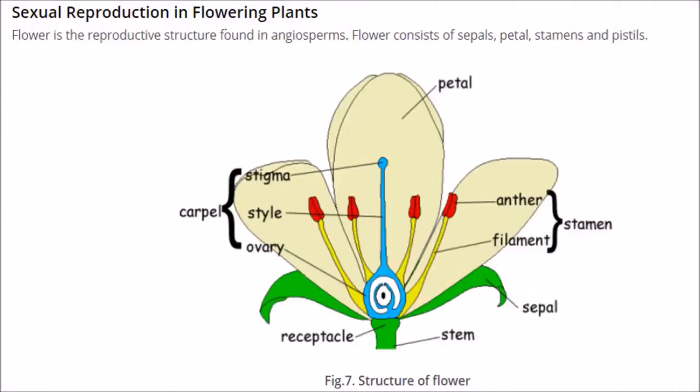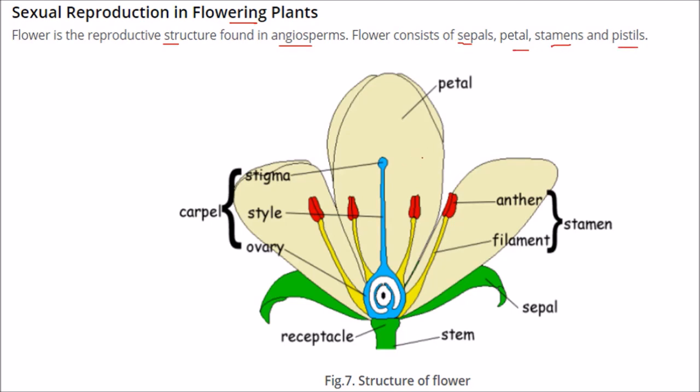How does sexual reproduction in plants, or in flowering plants, take place? The flower is the reproductive structure found in angiosperms. A flower contains sepals, petals, stamens and pistils.